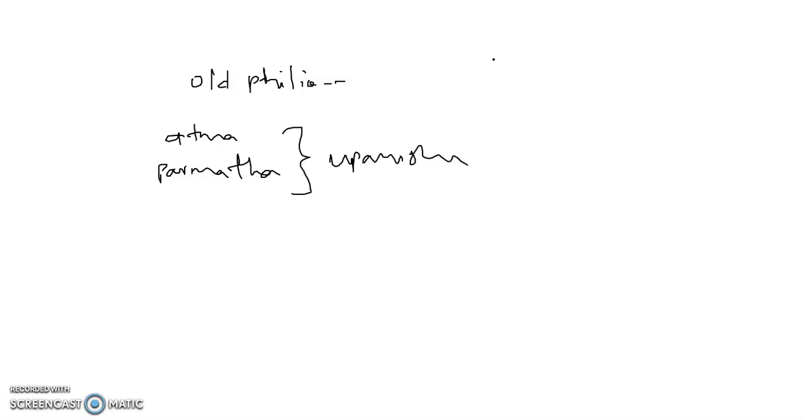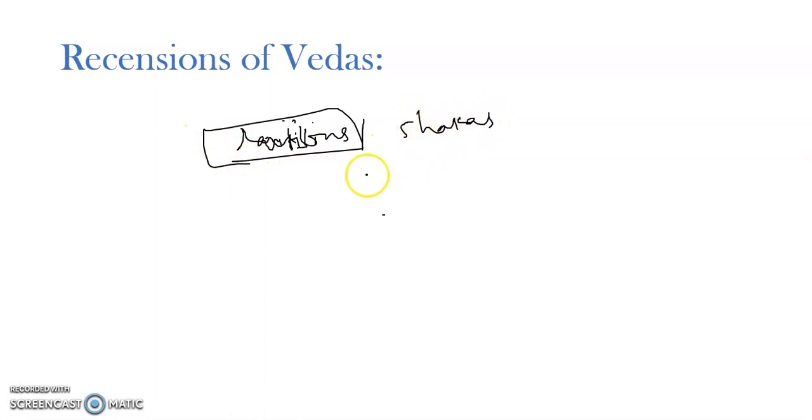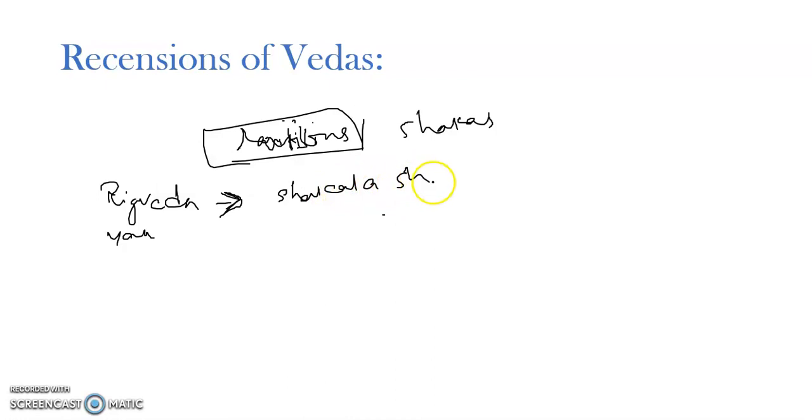Now we'll discuss the several recensions. Recensions in the sense, revisions. The revisions are also called shakas. The Rig Veda, Yajur Veda, Sama Veda, Atharva Veda all have recensions. The only surviving Rig Veda recension is Shakala Shaka.